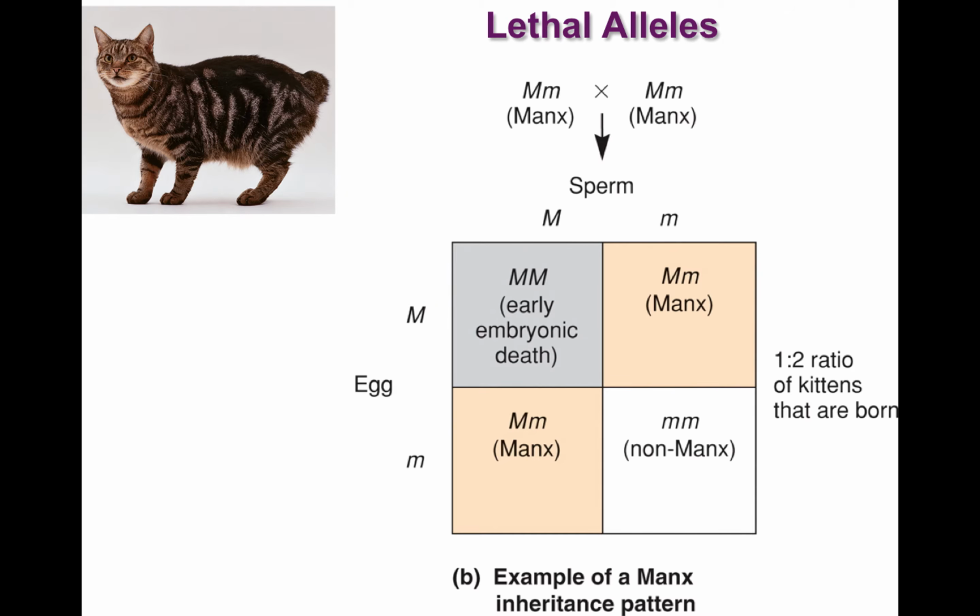What about some lethal alleles? What happens to the ratio of offspring that are produced when you have a lethal allele? This is a Manx cat. It has a very short stubby tail.